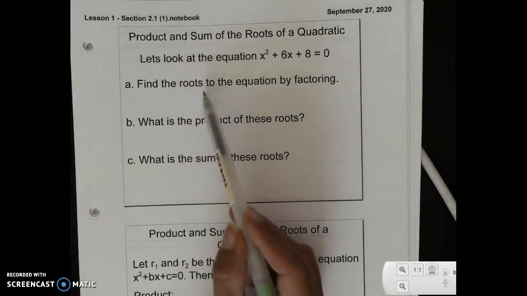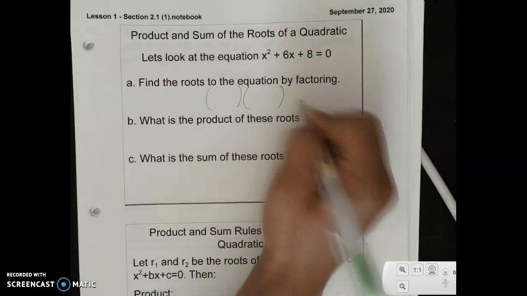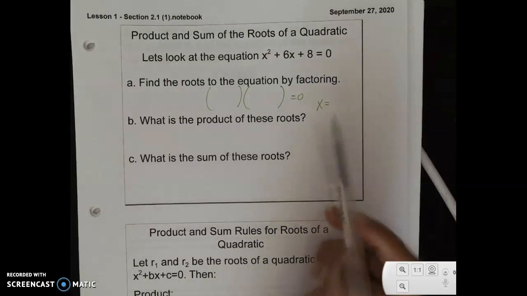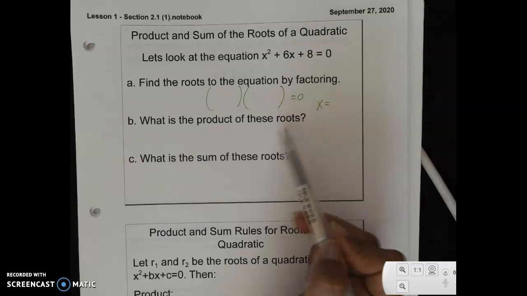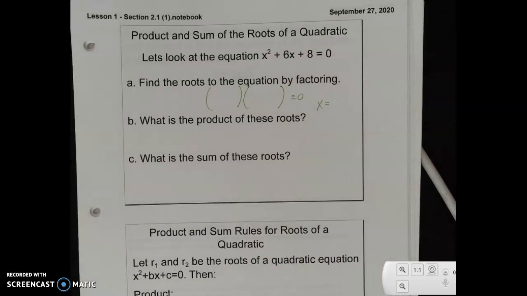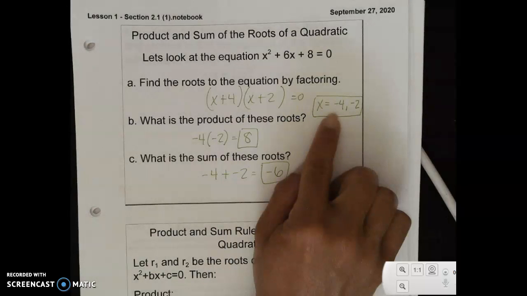So we want to find the roots, okay? We're going to do that by factoring, so I want you to try to factor this and then tell me what x equals. Those are the roots. When you find those, take the product of those roots and then the sum of those roots and see what you get.